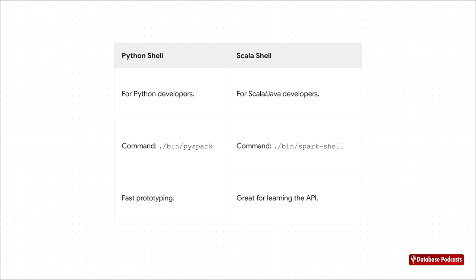Spark basically gives you two main doors to walk through. If you're a Python developer, you'll use PySpark. If you come from the Java or Scala world, you'll want Spark Shell. The best way to think about these is like your favorite SQL command line tool, but on steroids. You type a command, you get a result back, and you build up your analysis one step at a time. For our examples, we're going to stick with the Python shell.